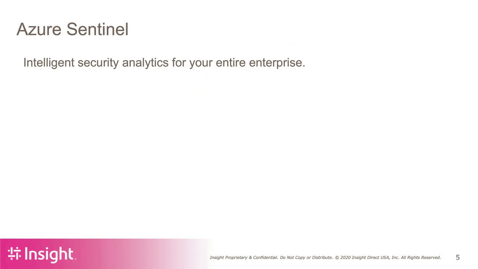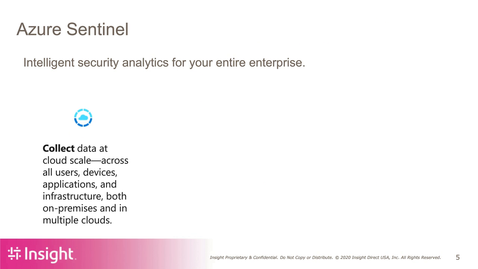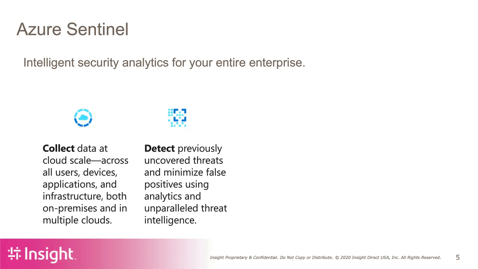So again, we'll go through that circle just quickly, and then I want to talk about how some of this actually happens. So we're collecting data, again, at cloud scale. This is all cloud native. This all happens inside Azure to take advantage of the massive computing and storage capabilities that are there across all your users, devices, applications, and infrastructure, again, across the entire environment, so on-premise and in multiple cloud products. Detecting previously uncovered threats using analytics and threat intelligence. So again, making sure that we're getting actionable insights and we're separating what is really critical alerting from noise.